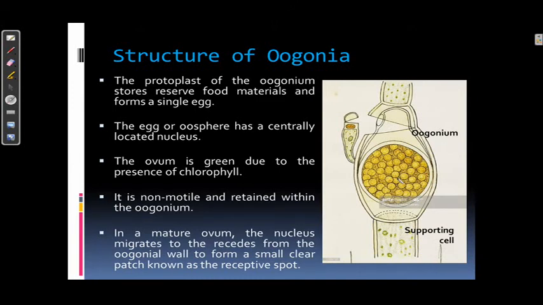The egg is never liberated and it is non-motile. As antherozoids are motile structures, the egg is a non-motile structure which is never liberated. And in a mature ovum, the nucleus migrates from the oogonial wall and forms a clear patch which is known as the receptive spot.